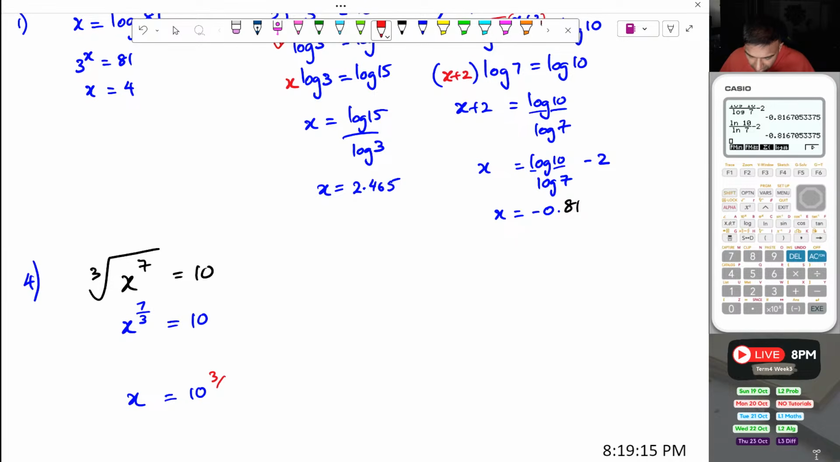Now you might be asking, hang on a minute, how did you get that so quickly? The idea is that you want x to the power of 1 on the left-hand side. Because we have x to the power of 7 over 3 equals 10, we multiply by 3 over 7, which means we also do the same thing on the other side. When you multiply 7 over 3 times 3 over 7, you end up with x to the power of 1. That's just a really quick little strategy.